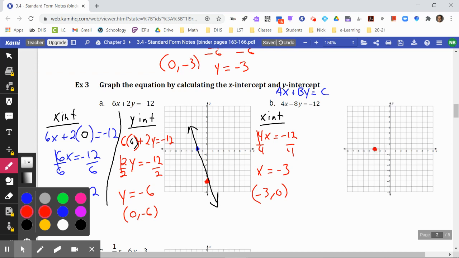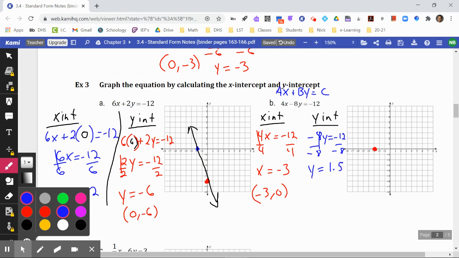All right, and now for my y-intercept, it's going to be the same thing. I'm going to plug in 0 for y, and then 0 times that 4 is 0. So my equation now really is just going to be negative 8y is equal to negative 12. I'm going to go ahead and divide both sides by negative 8, and now when we divide both sides by negative 8, we're going to get a positive 1.5.